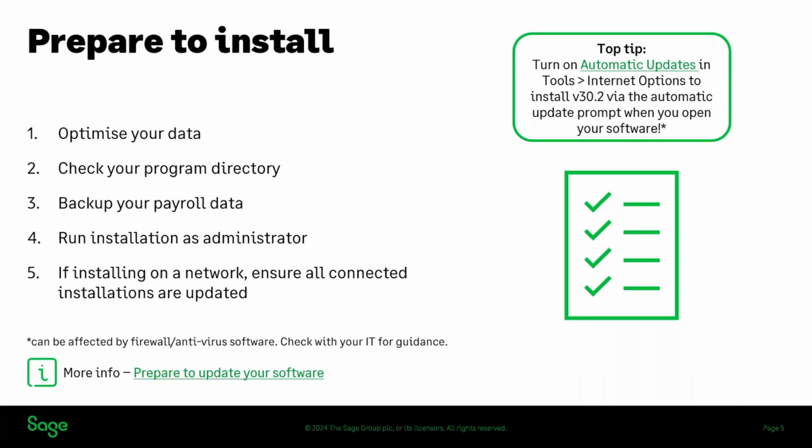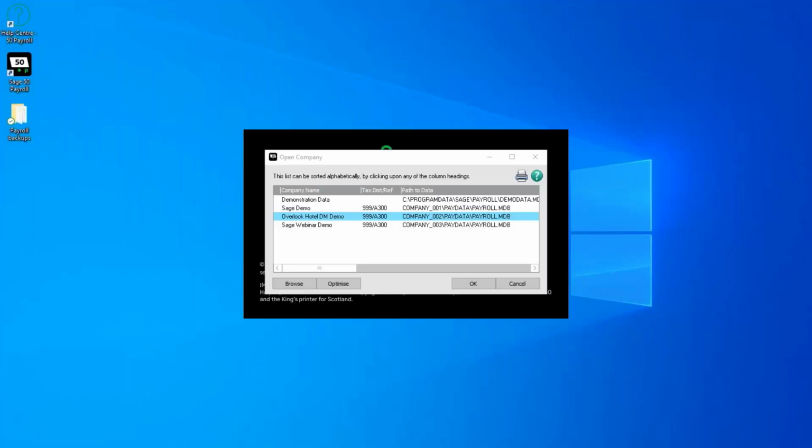If I just bring the slides down, I'm going to start with the optimize option. This is something that you would need to run at the point you open Sage 50 Payroll, so you need to open Payroll directly. If you're an accountant using Bureau Manager, you won't have the option to optimize from there. But if you open from the Payroll shortcut on your desktop, you'll see your list of companies like so. And then when you select a company, you can click the optimize option before you log in.